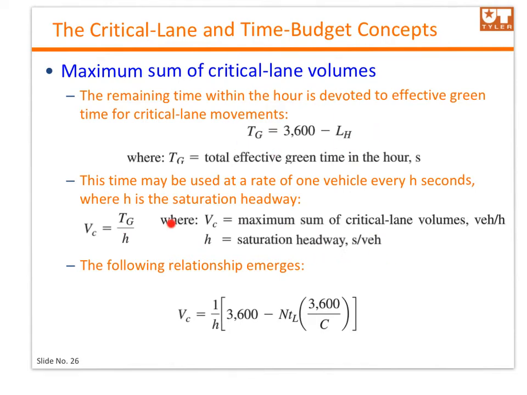Now from these two equations, the following relationship can be developed. VC, the overall maximum sum of critical lane volumes, is equal to 1 over H, the reciprocal of the saturation headway, times 3600 minus N, which is the number of phases, times TL, the lost time, times 3600 over C. If we apply this equation, it should give us the maximum sum of critical lane volumes.